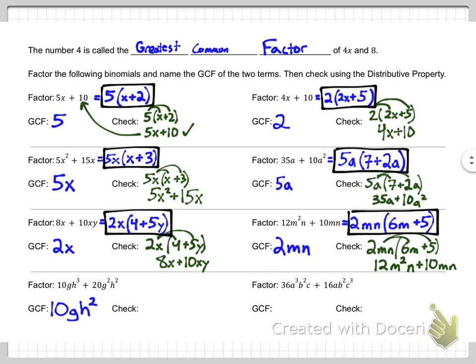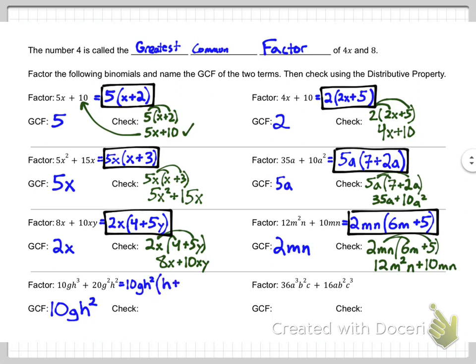10gh squared is the greatest common factor. Notice the greatest common factor, whenever you have multiple variables, if the variable is in both spots, it's the smaller of the two powers. So see how there's g squared and g to the first? G to the first is the greatest common factor. There's h to the third power and h squared. Well, that means h squared is the greatest common factor. You'll see why when you multiply it back out.